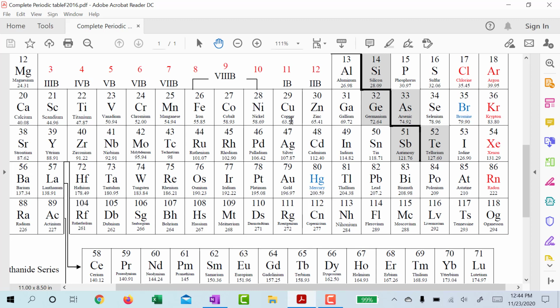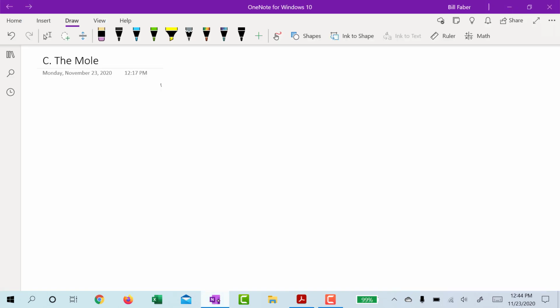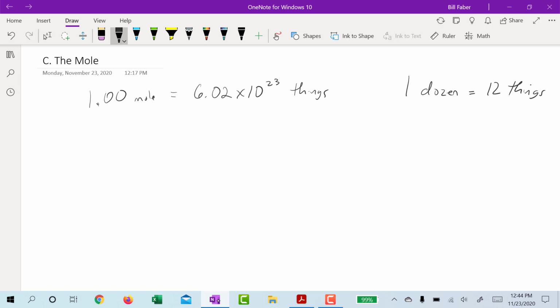Well, an atomic mass unit is so small that it doesn't make a lot of sense to use it, so we use the concept of a mole. We say 1 mole of anything, so it could be of copper, of nickel, is equal to 6.02 times 10 to the 23rd things. Okay, it's very similar to the concept of a dozen, which is 12 things. If you have a hard time understanding what this huge number means, it's like 602 sextillion.